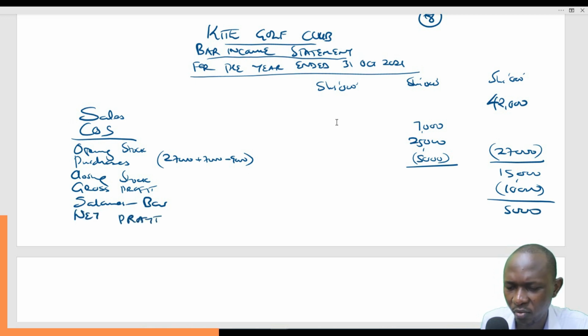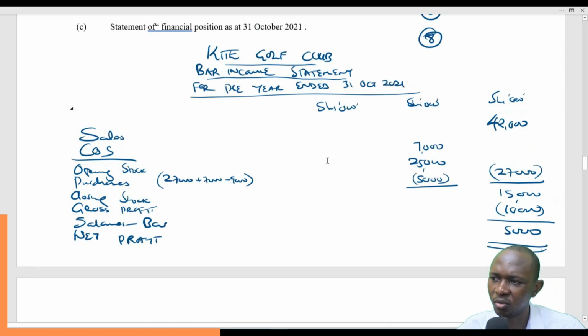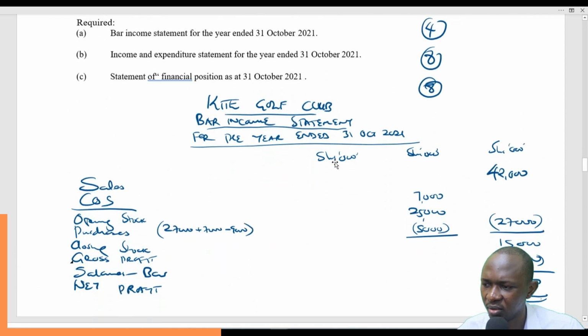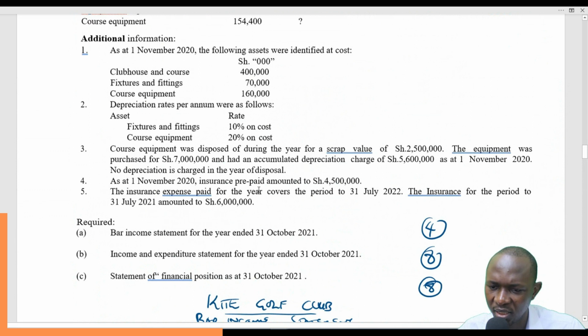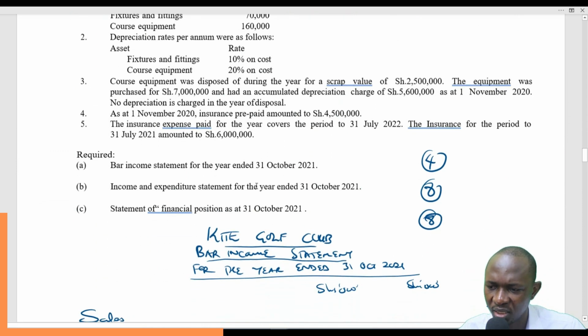So we are done with the bar part, net profit. That is the end of it. So this should be able to give you the first 4 marks. So we are done with the bar. Now let's move to the second item, the income and expenditure statement for the year ended 31st.